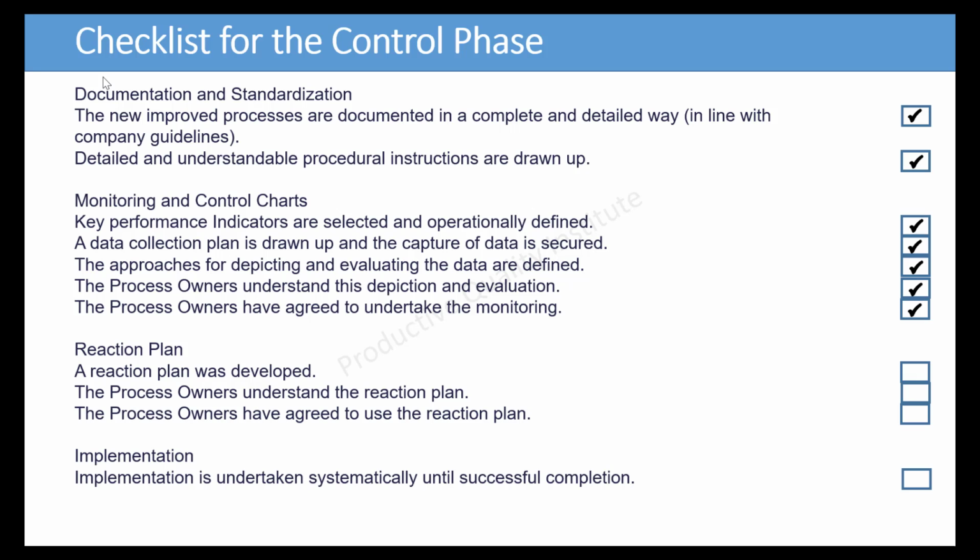Reaction plan. A reaction plan was developed. The process owners understand the reaction plan. The process owners have agreed to use the reaction plan. Implementation. Implementation is undertaken systematically until successful completion.